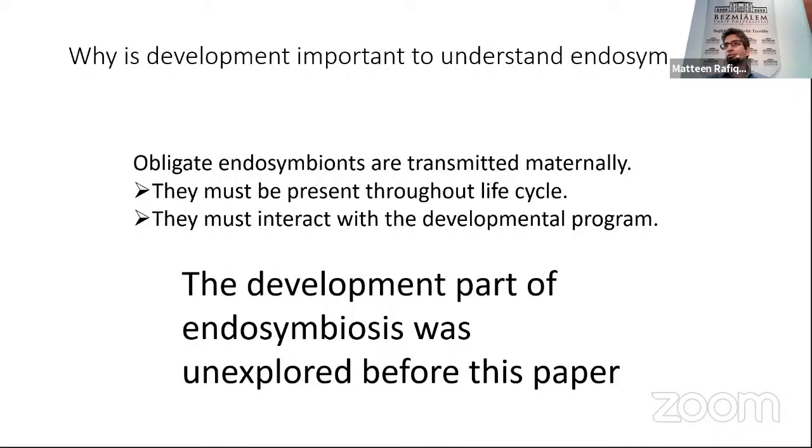There are different mechanisms through which the mother can provision the child with these endosymbionts. Sometimes they are present on the surface of the egg, for example, in chickens. Sometimes they are present inside cells in the ovary, and these are transmitted to the egg. Because they are maternal, they must be present throughout the life cycle, carried through the life of the individual until it goes to the next generation. So the entire life cycle has to have the presence of this endosymbiont.